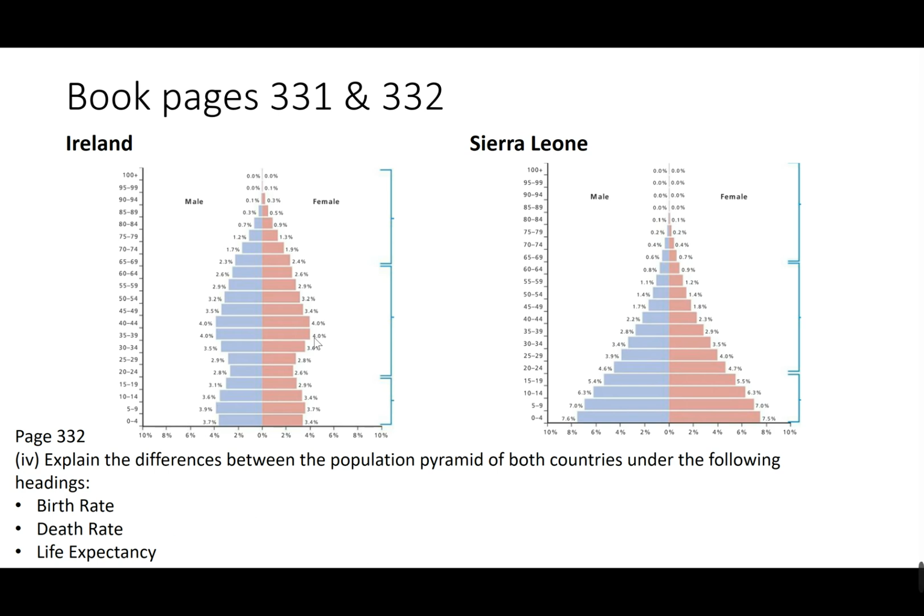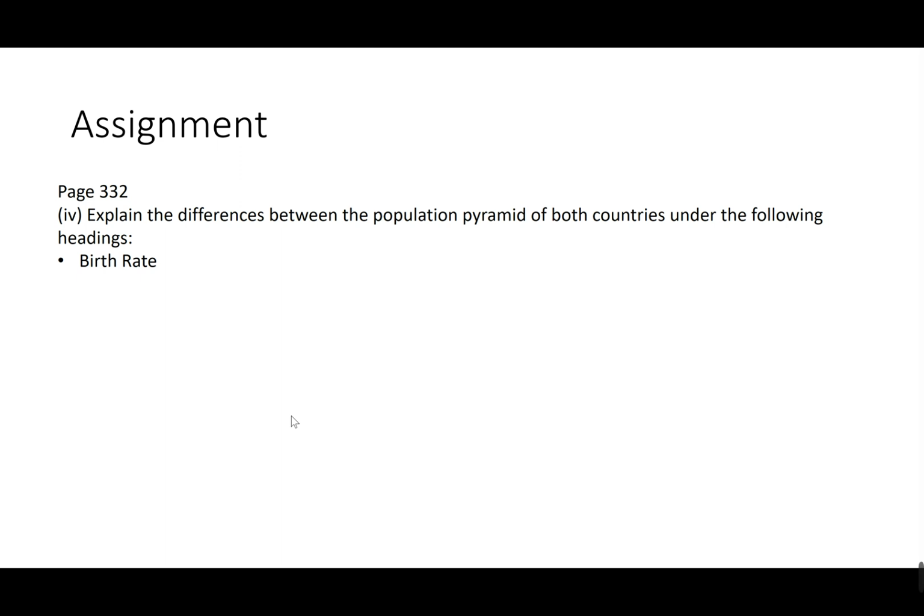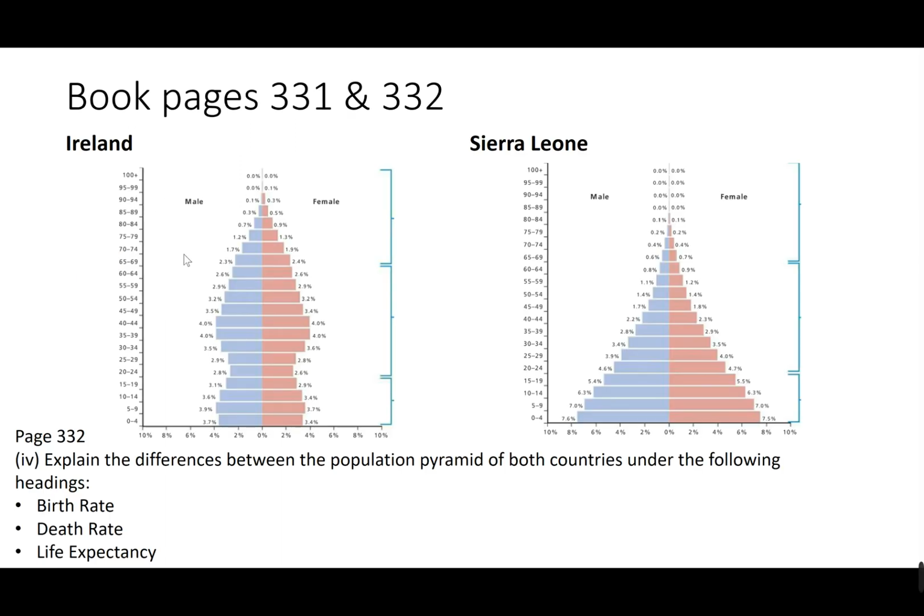So obviously you have to use the population pyramid to get evidence from it. Under the heading of birth rate, you need to compare the base of the pyramids. So the pyramid of Ireland has a narrow base compared to the pyramid of Sierra Leone. That's obvious, much narrower base than Sierra Leone. So this would mean that the birth rate in Ireland is a lot lower than the birth rate in Sierra Leone. Why is this? This is because Ireland is a developed country based on the shape, and Sierra Leone is less developed.